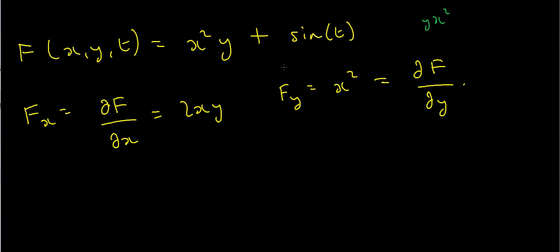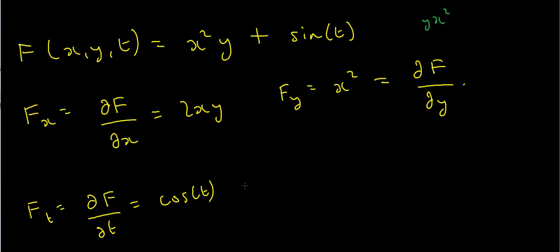Let's do the same thing for t. For the partial derivative of f with respect to t, or equivalently df by dt, that's just 0 for this expression here, because it does not depend on t, but this does. And what's the derivative of this with respect to t? Well, it's just cosine of t, because the derivative of sine is cosine.